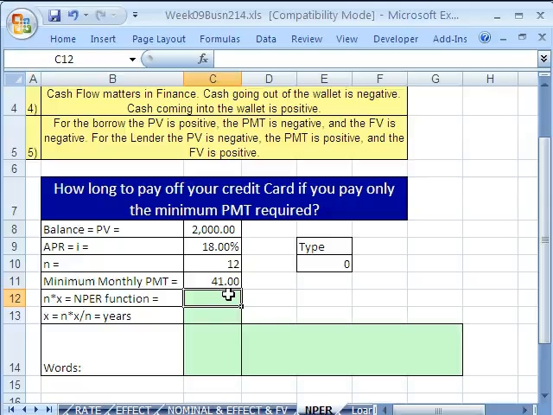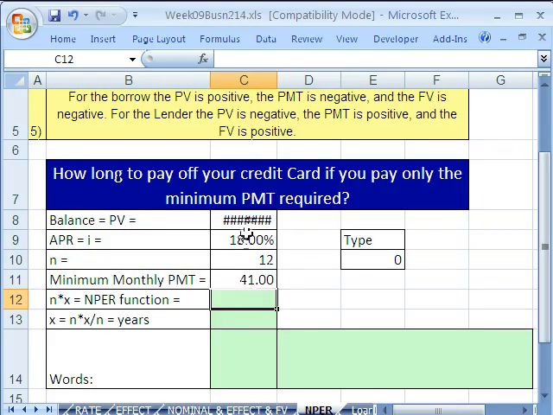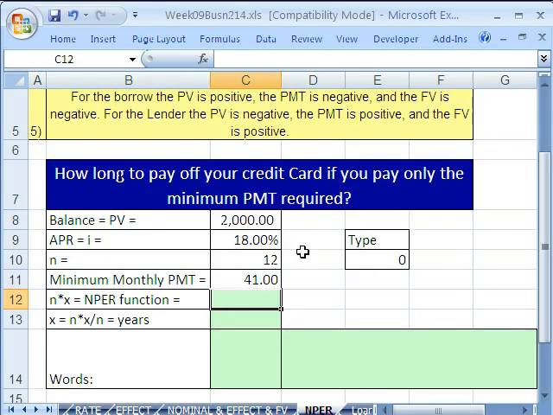One last trick here. This is in the vein of that Money Tree loan. Here it is. How long to pay off your credit card if you pay only the minimum payment required. So you have a balance of 2,000. The annual interest rate is 18%, compounded 12 times a year. And there it is. On your credit card statement, it says 41 bucks.